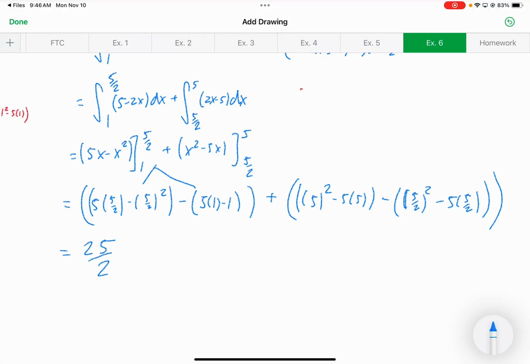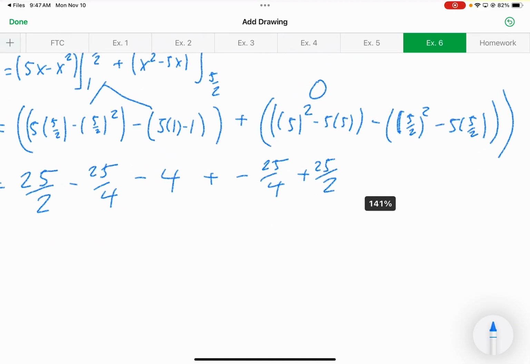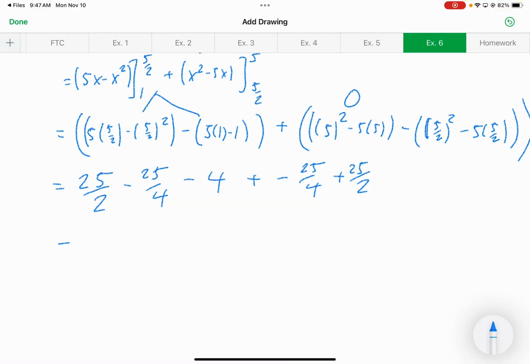So 25 halves minus 25 fourths, and then minus 5 minus 1 is going to be 4, plus this piece is going to be 0. You guys with me there? Those things cancel out, so I'm just going to let that happen. And then the last piece would be negative 25 fourths plus 25 halves.